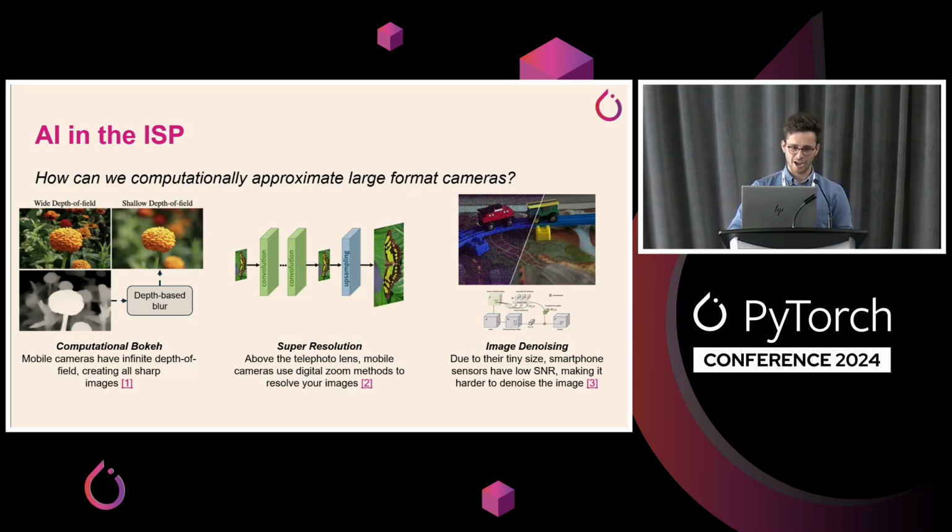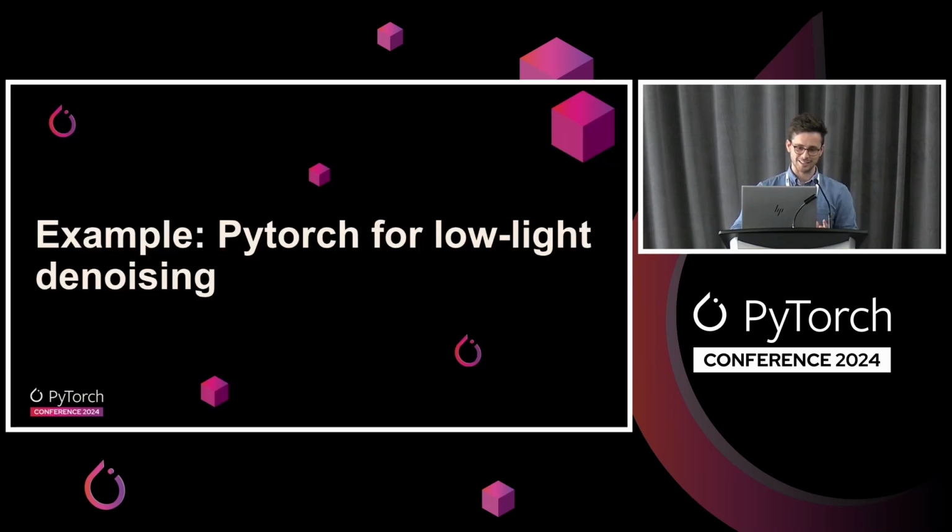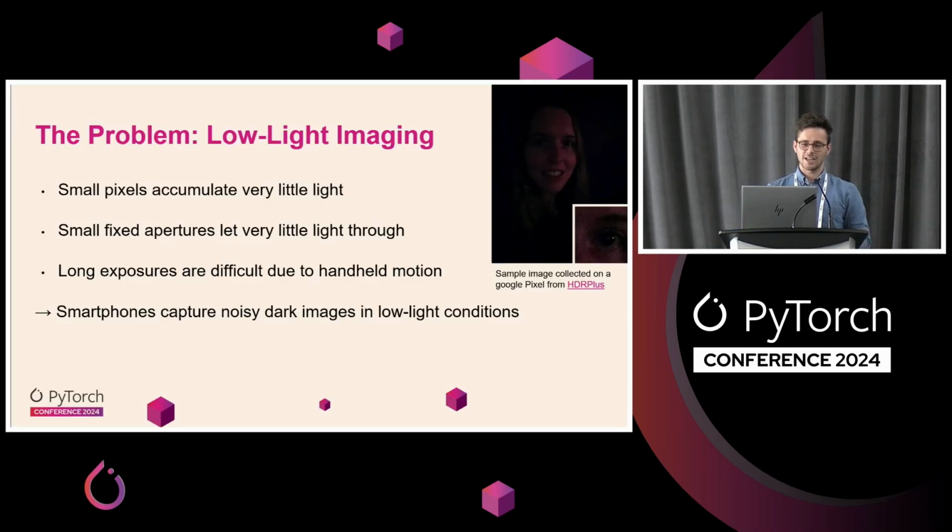And so I'll try to follow a toy example of denoising, especially low-light denoising in phones. So the main problem is, of course, we have very small pixels, so they can accumulate very little light. We have small fixed apertures, which let very little light through. And as you've probably realized, if you're trying to take long exposures with your phone, you're moving around, and it makes it very, very difficult for the phone to not incorporate that motion.